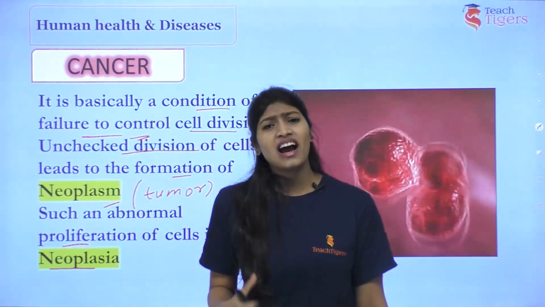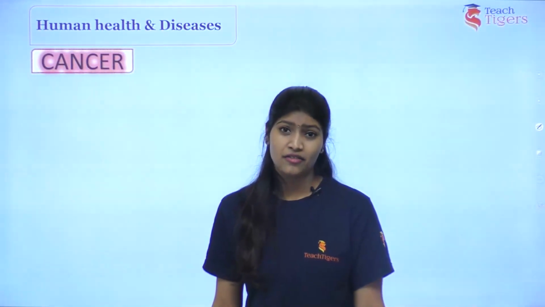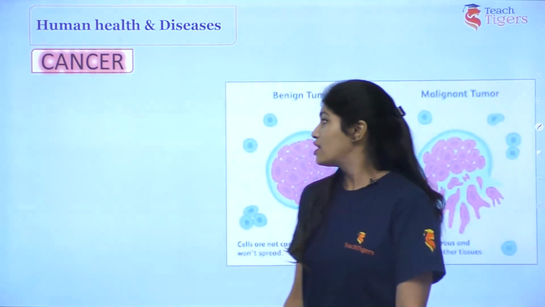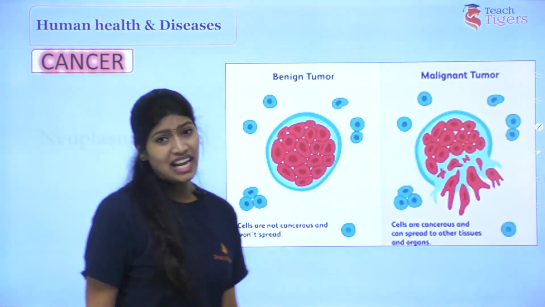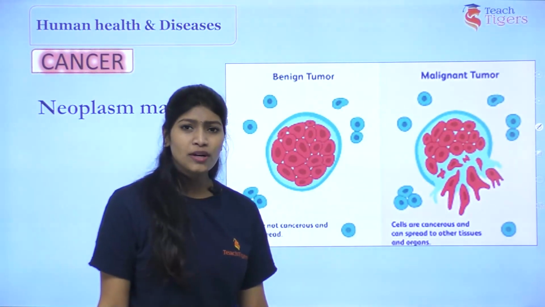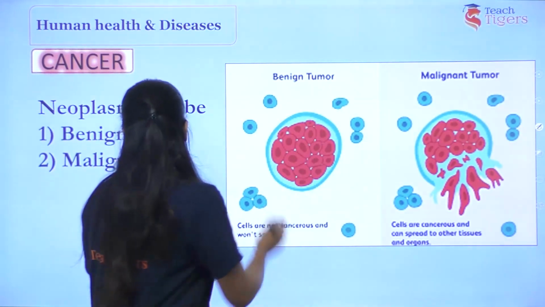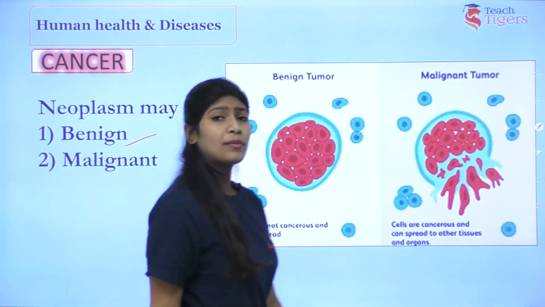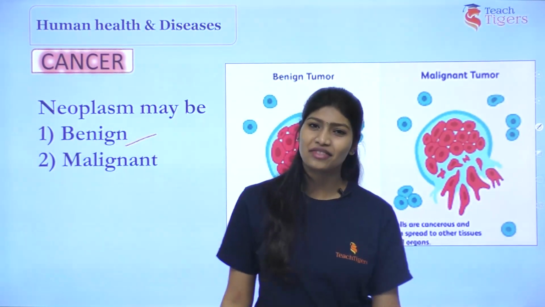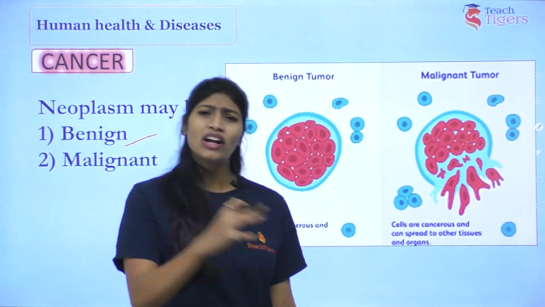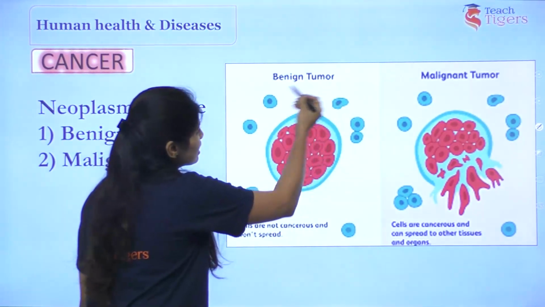Let us see what the different types of tumors are. Tumors are actually of two types: one is benign tumor and the other is malignant tumor. The neoplasia or neoplasm may be of two types, benign tumor and malignant tumor. So what is this benign tumor? Can you see this picture clearly?